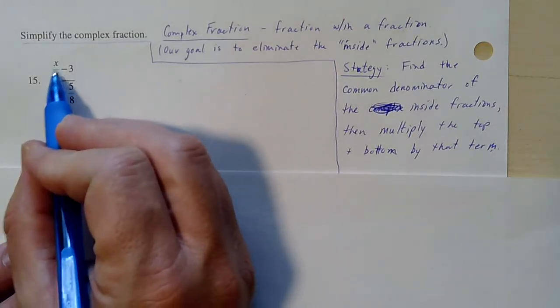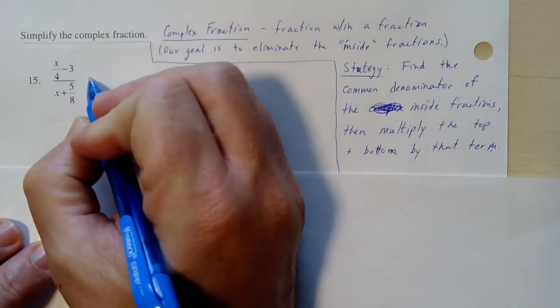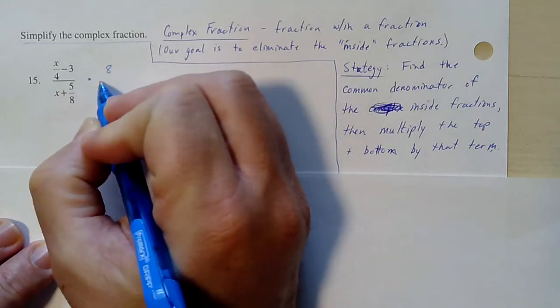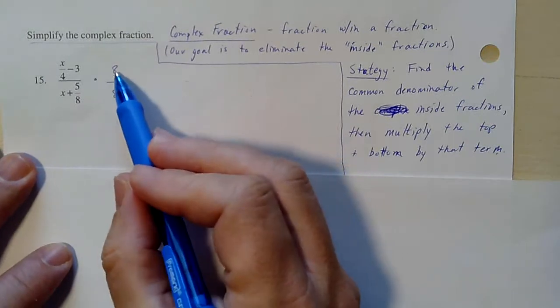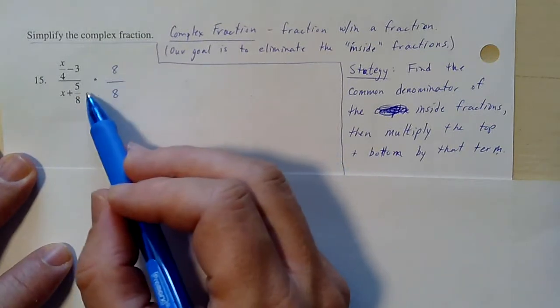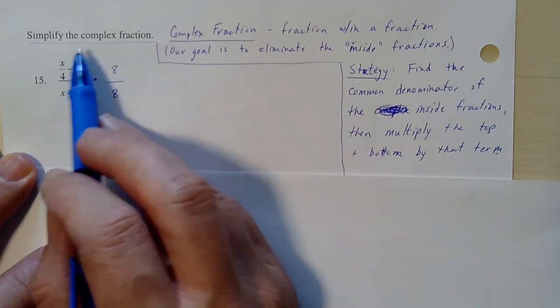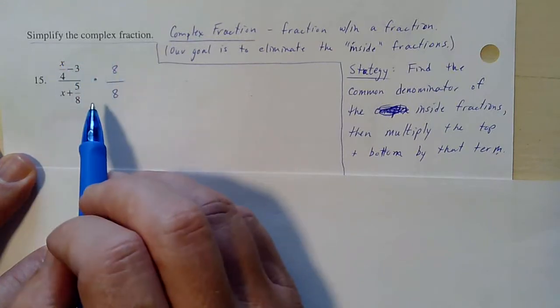Okay, so the common denominator is 8. So what I'm going to do is multiply the top by 8 and the bottom by 8. And if you look at this in the holistic approach, this is just 1. So I'm not changing the value of this. We're just changing the way it's going to look, and we're simplifying it.